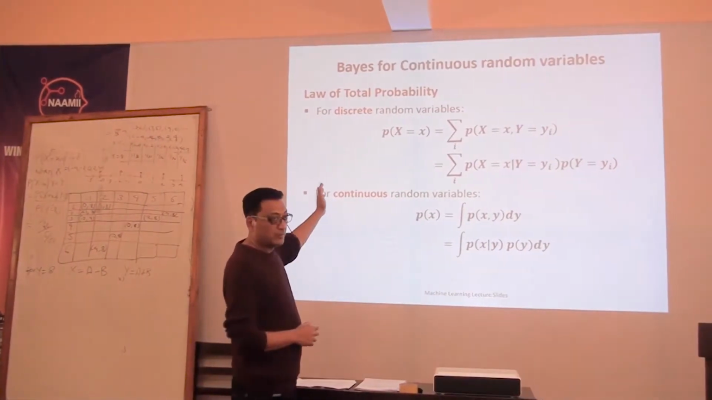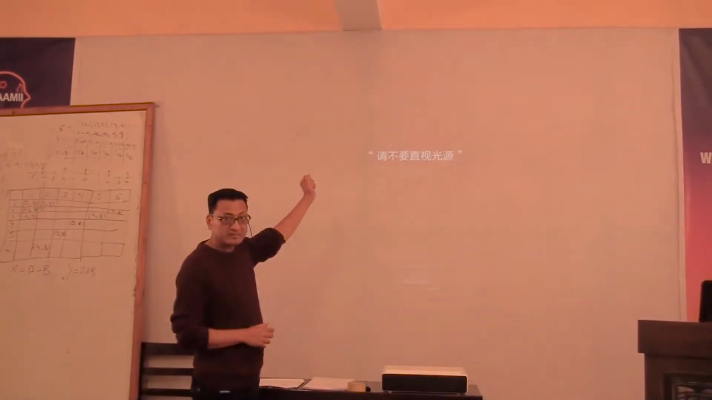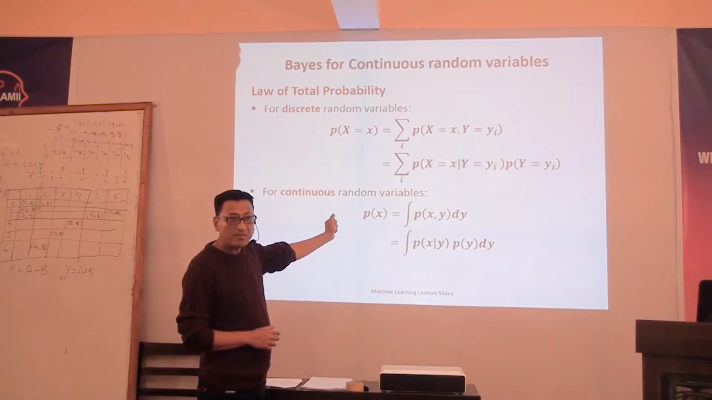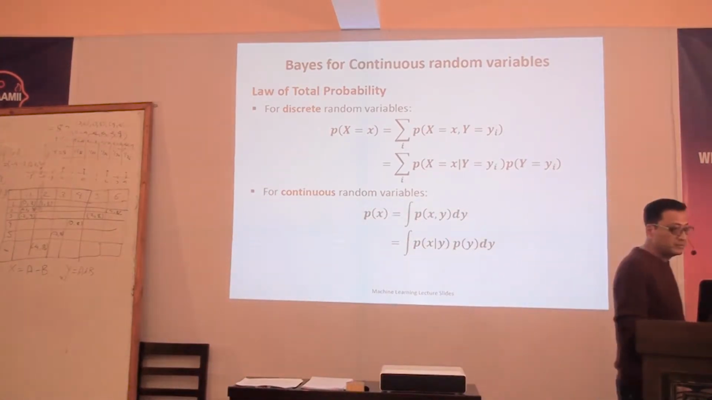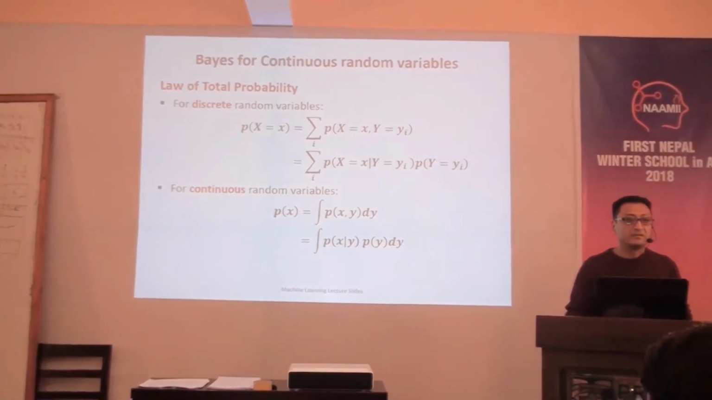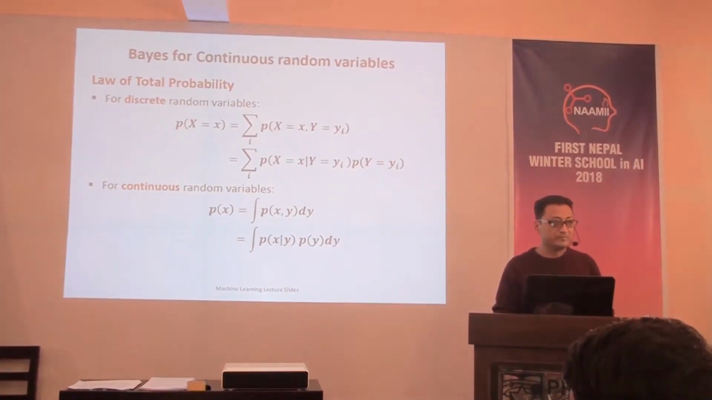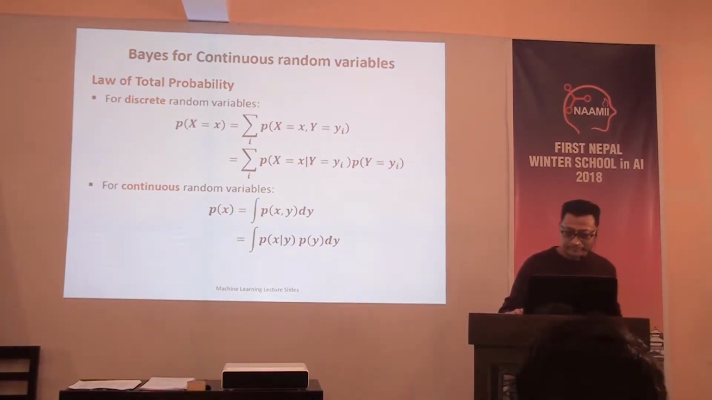So similarly, moving to the continuous distribution, we simply replace the summation with the integration. So that gives you the law of total probability. It also gives you the variable elimination procedure, also the marginalization method. So they all mean the same thing.